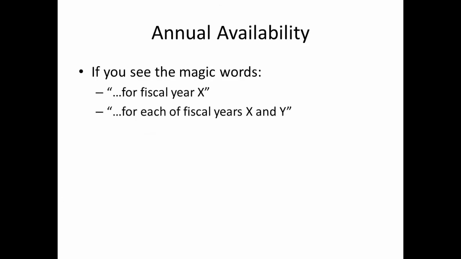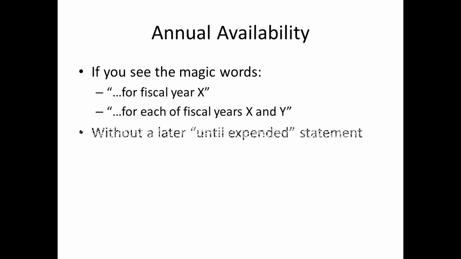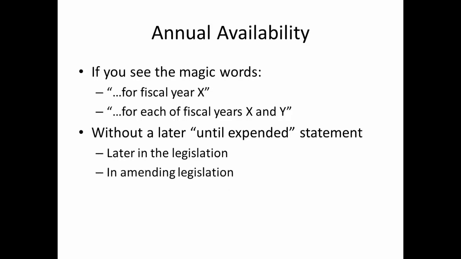If you see certain phrases like for fiscal year X or for each of fiscal years X and Y, and there is no later statement of available until expended that overrides the initial reading, either later in that legislation or in amending legislation. Keep in mind the Indian diabetes funding example.